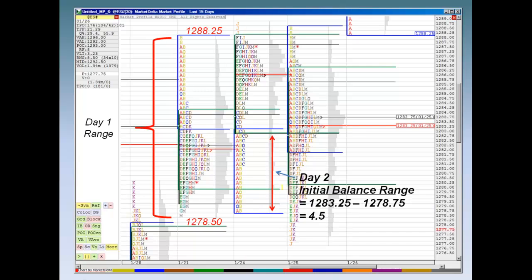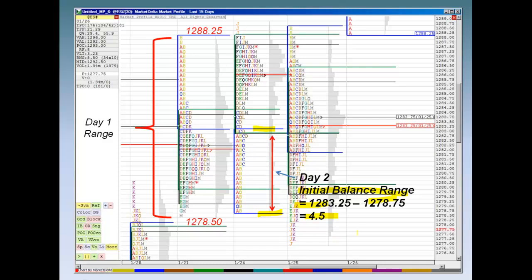All right. Now, let's take a look at the initial balance range for day 2. Initial balance is typically period A and period B, so that's the first hour of trading. How much of a movement did we see in that range? 4.5. The way that I got that, this was the high, and this is the low. These are the two numbers that I have here. I subtracted them, and it gives me 4.5.